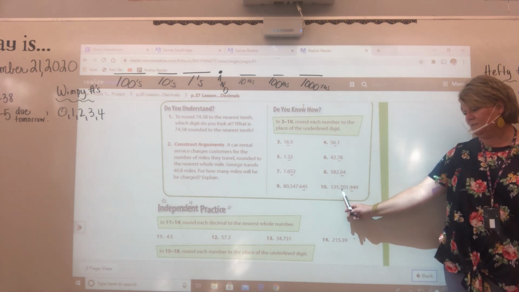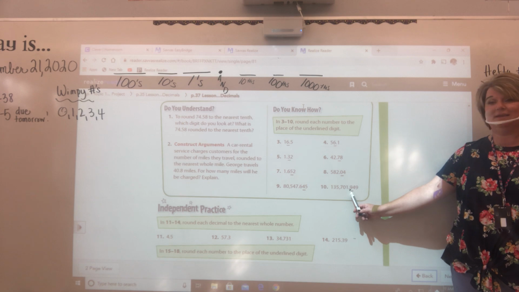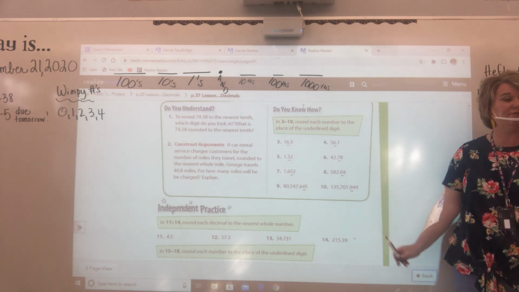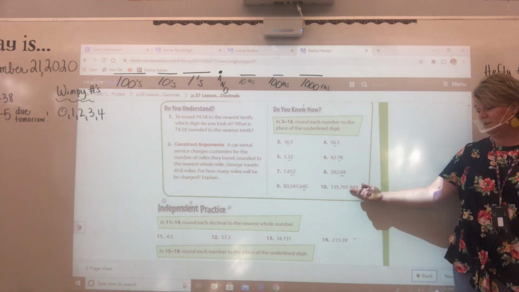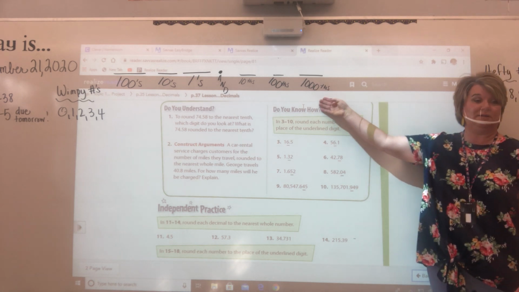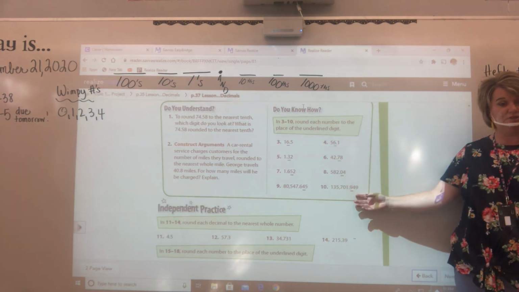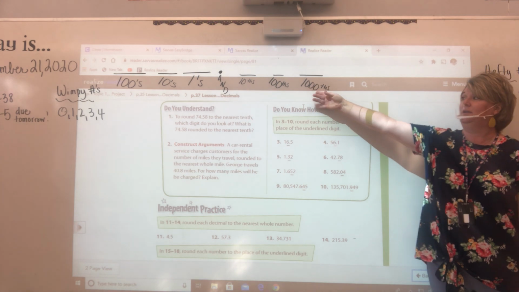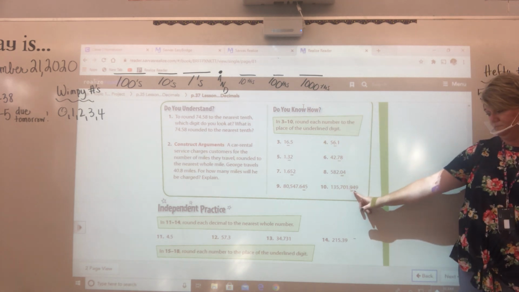So 135,701 and listen what else they did. They said 949. Well, you can't just leave it 949. You have to tell us the place that it landed in. So you see what they did wrong? They should have said 949 thousandths.